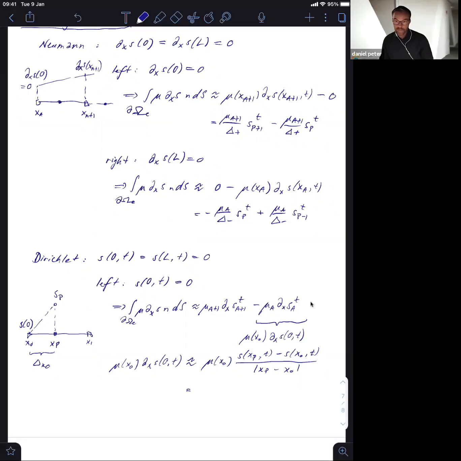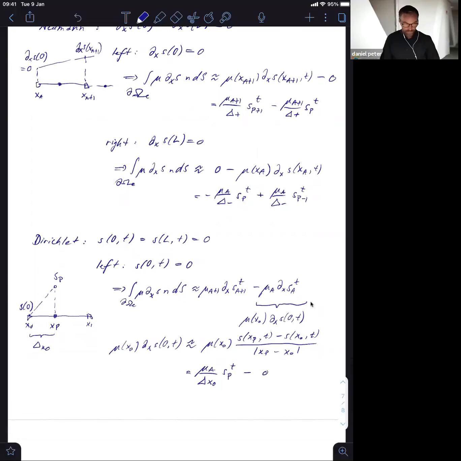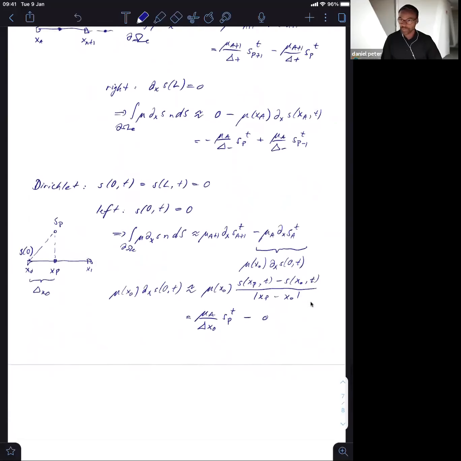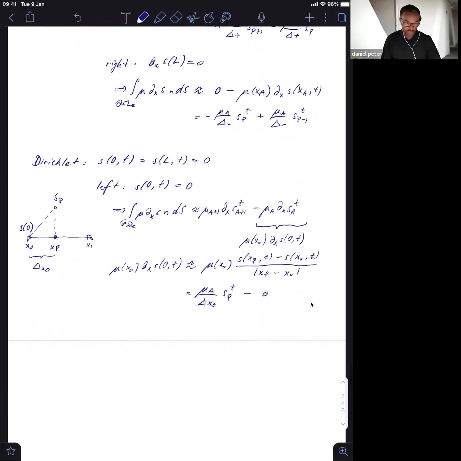And now we can just cancel out this displacement value at x0. That's the boundary condition. So what we are left with is basically the first term for SP minus 0. So now we impose this Dirichlet boundary for that derivative. This is a simple first order approach, but it will do for our example.